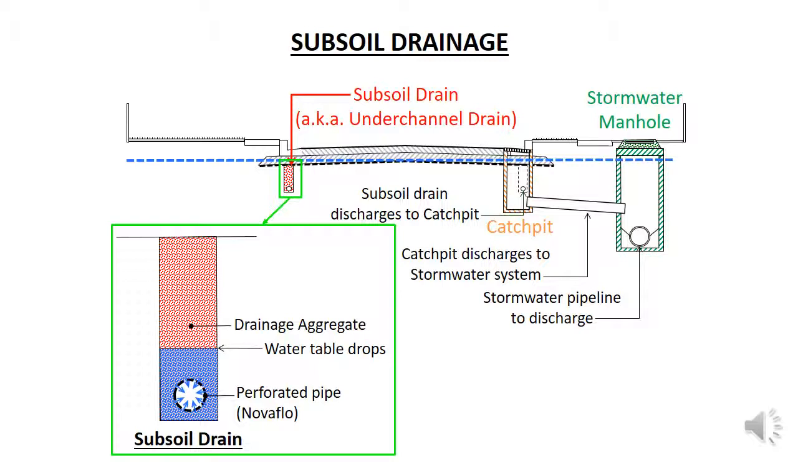The top diagram shows a road with the water table, the dashed blue line, extending into the subbase. This is not a good situation, as excessive water in the voids between the aggregate particles can weaken the subbase.